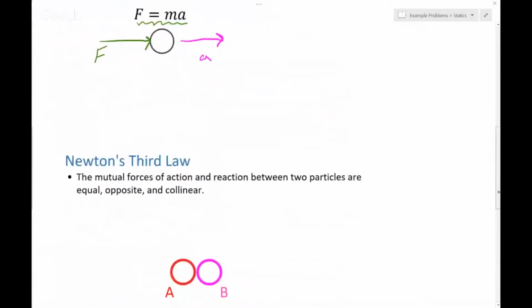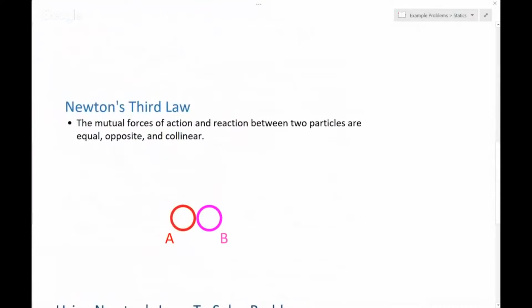Now, Newton's third law, and the final one, is that the mutual forces of action and reaction between two particles are equal, opposite, and collinear. This just basically means that if we have two particles that are being pushed against each other, like so, the force from particle A pushing on particle B is going to be equal to the force from particle B pushing on particle A. So that basically just means that F is equal to F. And collinear means that they should occur in a straight line, but I didn't quite draw a straight line.